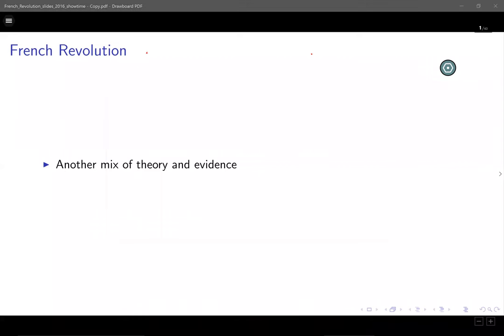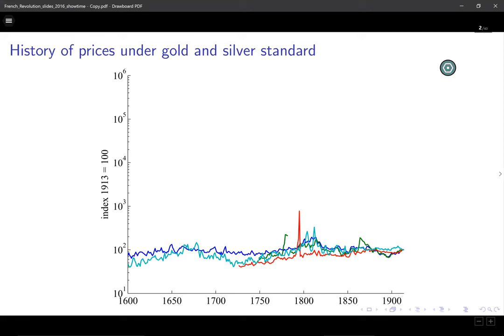Here goes. I'm going to start by showing you a graph, which relates to what we were talking about last time. This is a history of the price level under the gold and silver standard from 1600 to 1900. Three or four countries there. I'll show you the countries in a minute. And that graph goes from 1600, actually stops in 1913. So that was what was achieved when we were there, either on monometallism or bimetallism. It's in a log scale. We don't really need a log scale here.